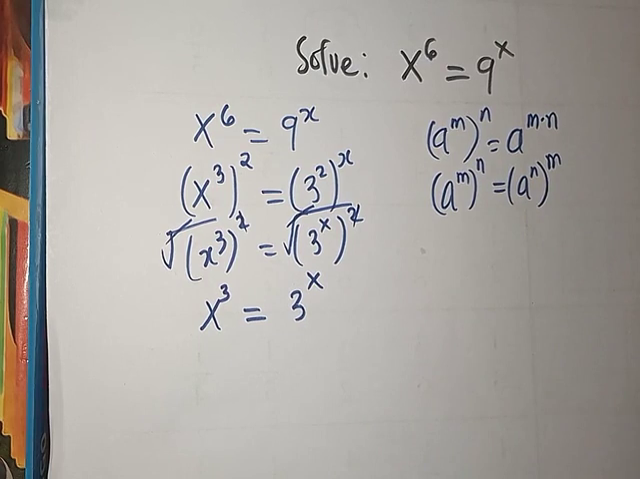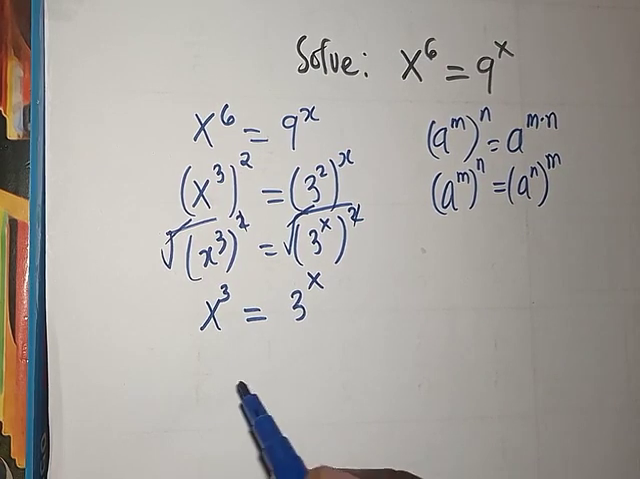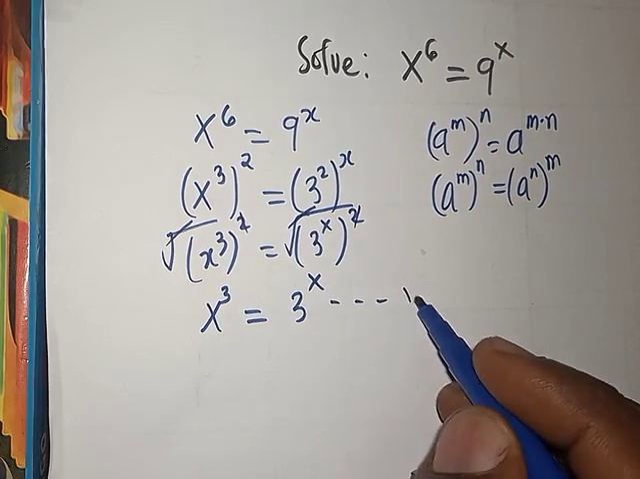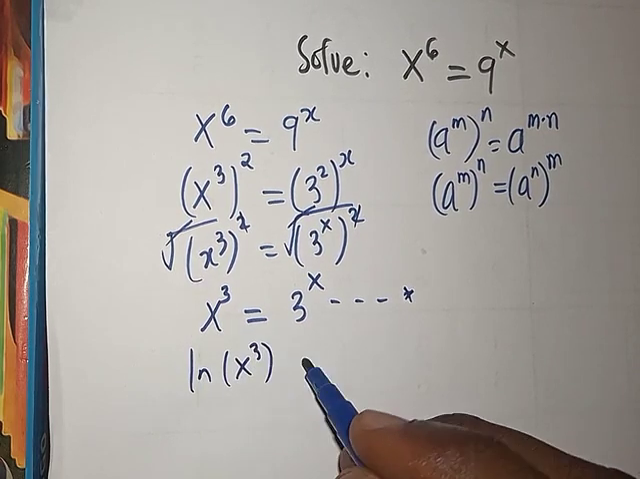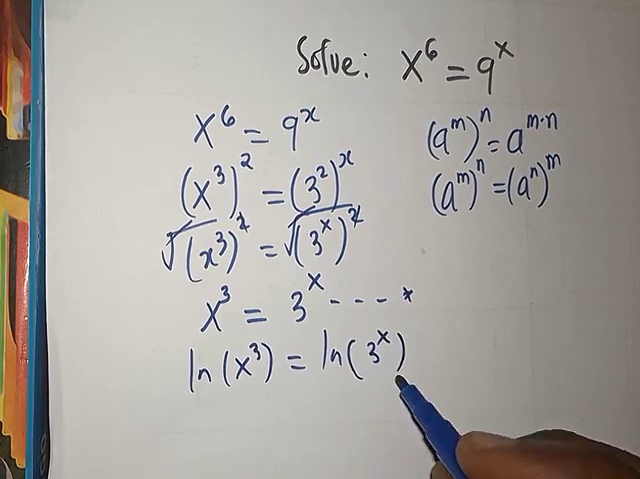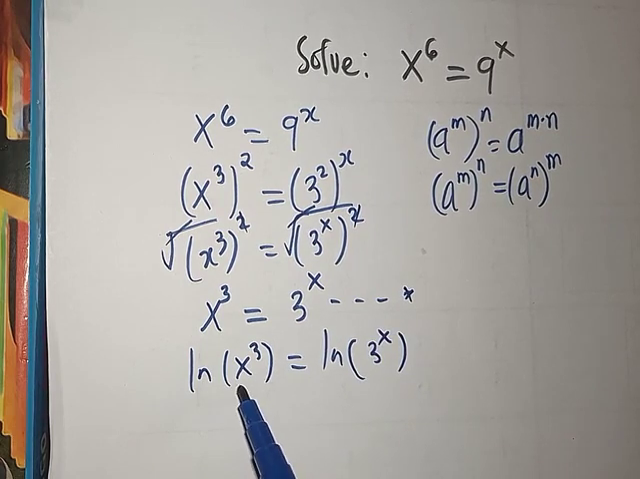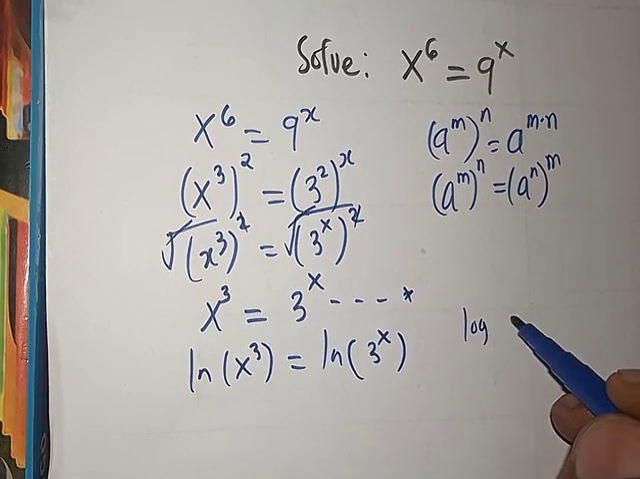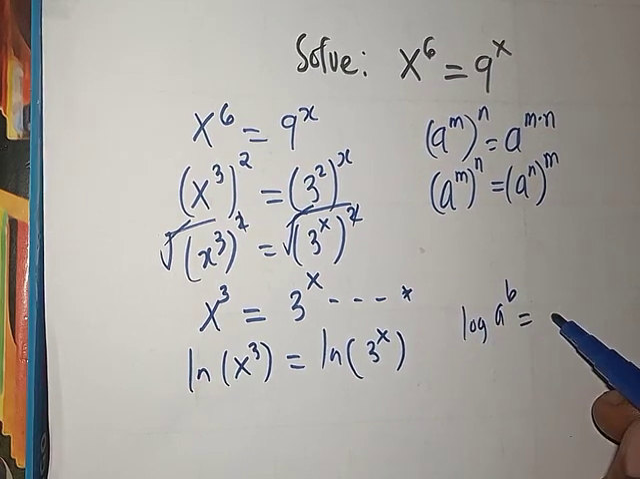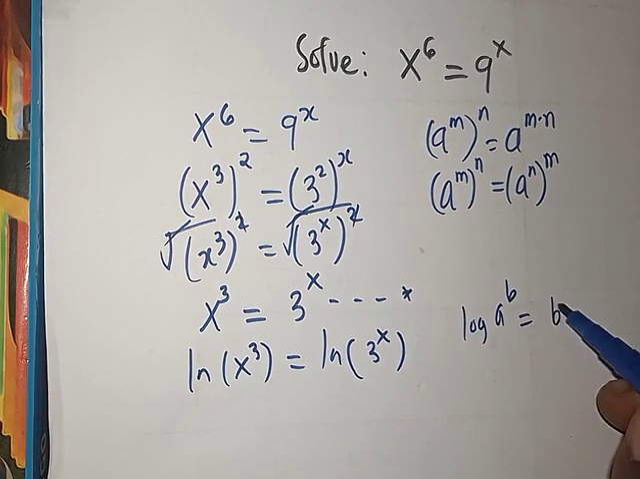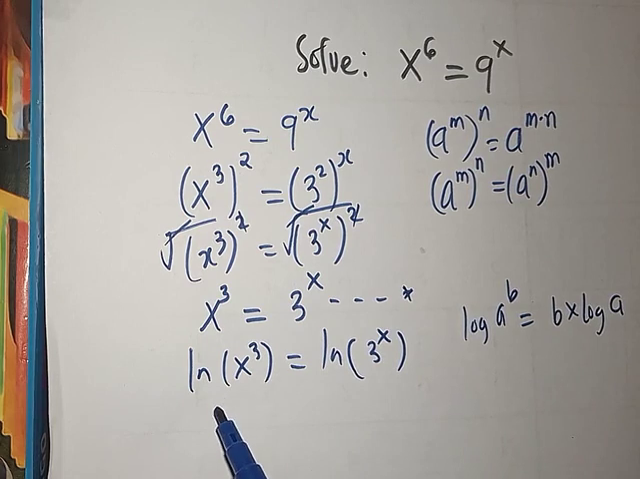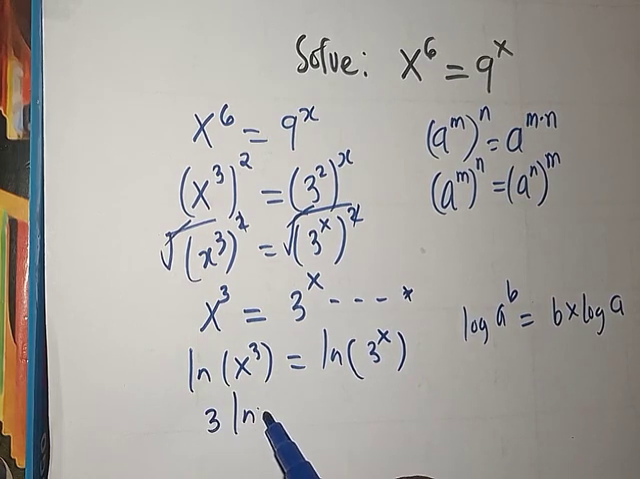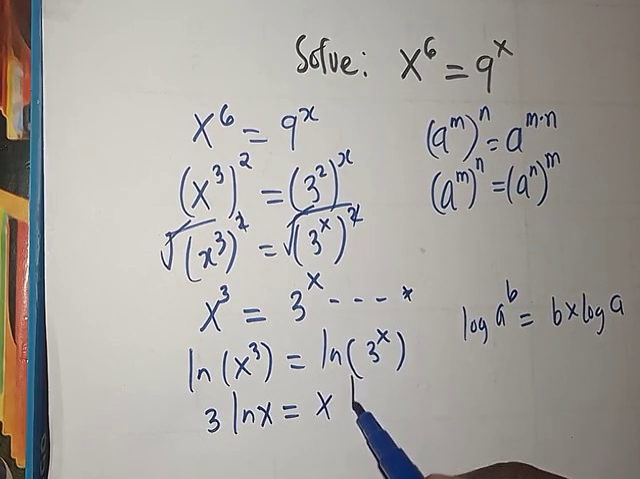Now from here, let us introduce a natural log. If you introduce natural log to both sides of this equation, it's going to be ln of x to power 3 equals ln of 3 to power x. Now we can see that whenever you have a power like this, from the law of logarithm that says log a to power b, this b will come down multiplying log a. So we are going to apply this here. Now from there we have 3 ln x equals x ln 3.